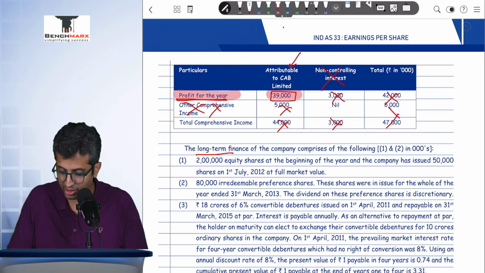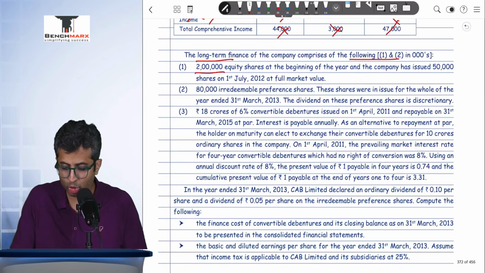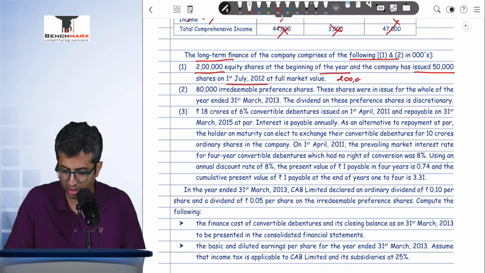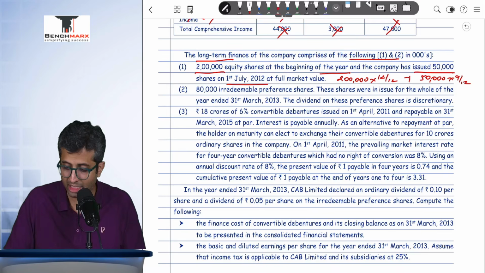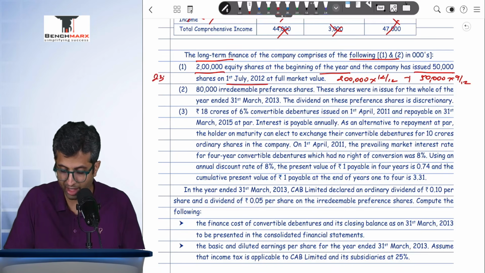The long-term finance of the company comprises of the following: 0.1 and 2 are in thousands, 2 lakh equity shares at the beginning of the year, and the company has issued 50,000 shares on 1st July at full market value. So if you look at the time weight, 2 lakh into 12 by 12 plus another 50,000 into, let us say, 9 by 12, and hence this is 2,37,500 as of now.